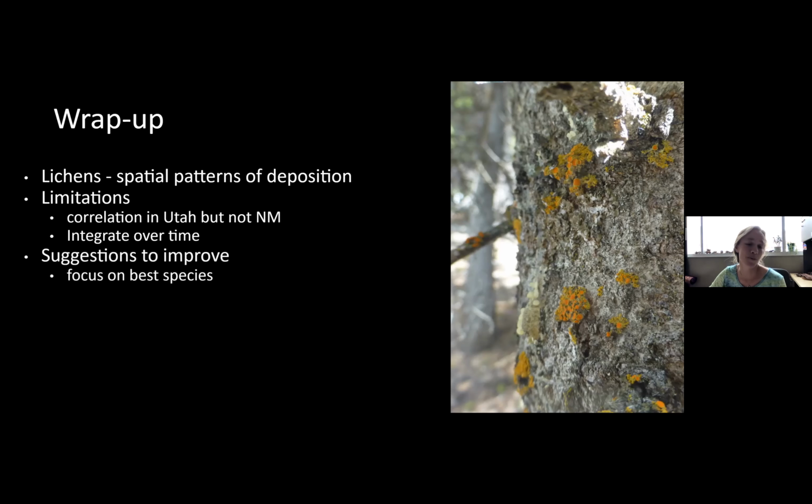We might be able to improve this method by focusing on the species that worked best, like the Melanohalia, and making sure that we time sample collection when there aren't major thunderstorms that might affect our results. And another approach might be, after we sample the lichens, to rinse them off in water and separate the amount of nitrogen that's just settled on dust on top of them versus actually absorbed into their tissues. And I think that's an important place for this to go next.